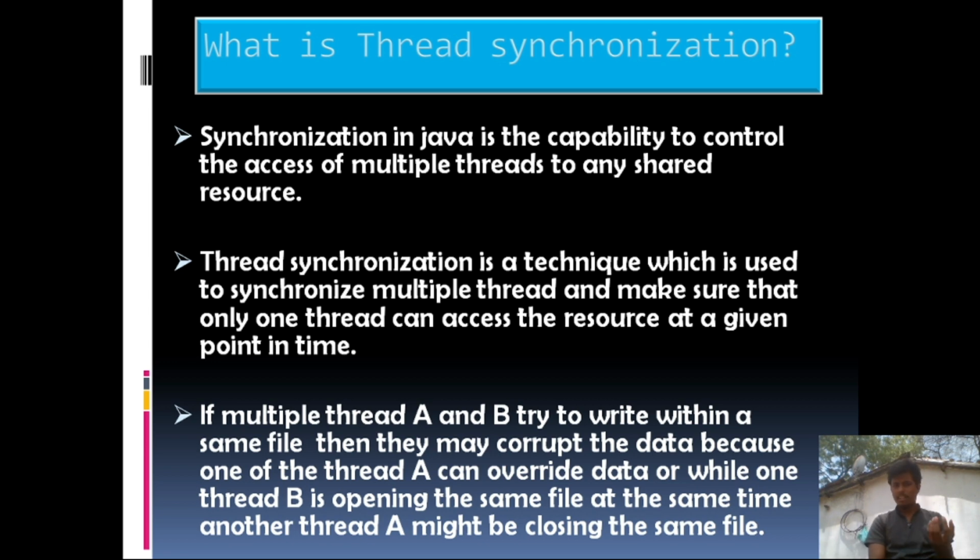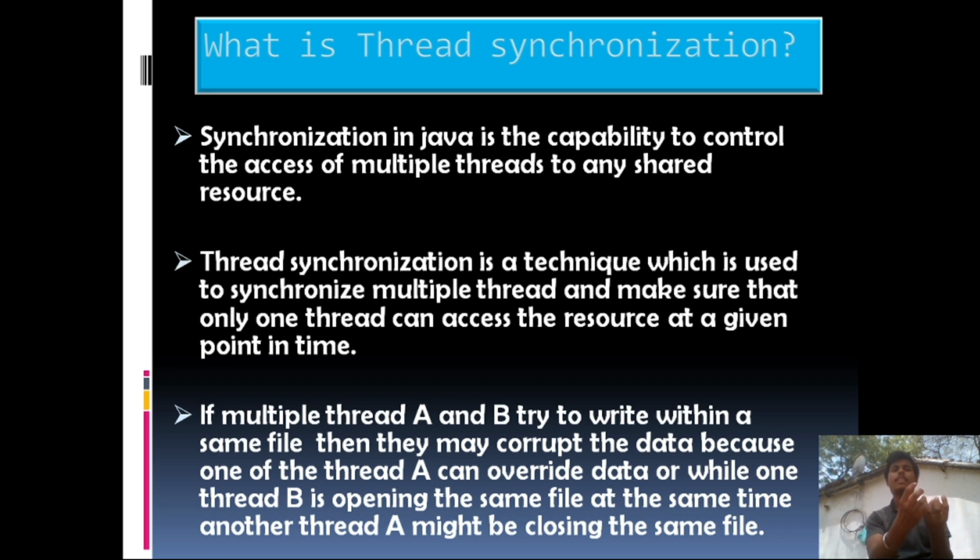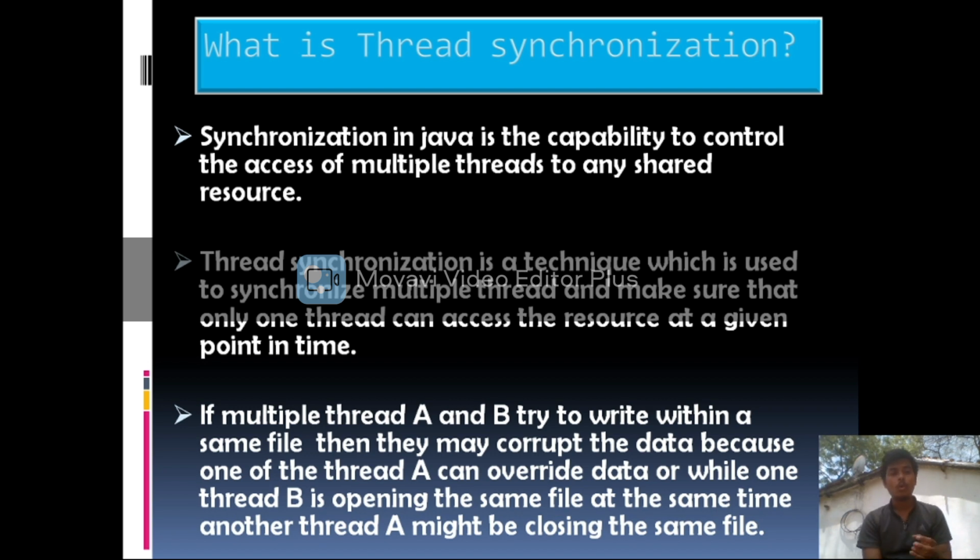Let's take a simple example and understand what is synchronization. Suppose this is our resource and this is our thread. If this thread wants to access the resource, then there is no problem. But what happens when this resource is single and this first thread and this second thread both want to access this resource simultaneously? Then it definitely creates a problem. So what is the solution to this problem? Java introduced the synchronization method to solve this problem.